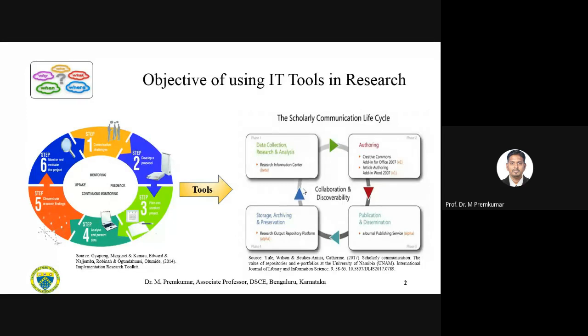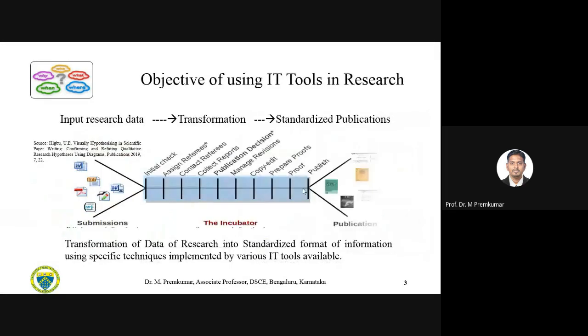Now, if you take the kind of research publication, the IT tool usage in the research publication, as you know, this is the overall process of your publication. As I said already, for the submission process, we'll be preparing the document using any kind of office tools. It may be Microsoft Word, or it may be a PDF, or it may be RTF, any kind of format.